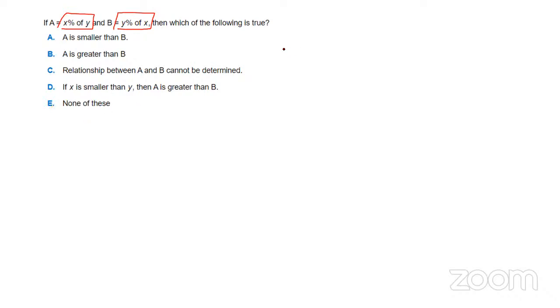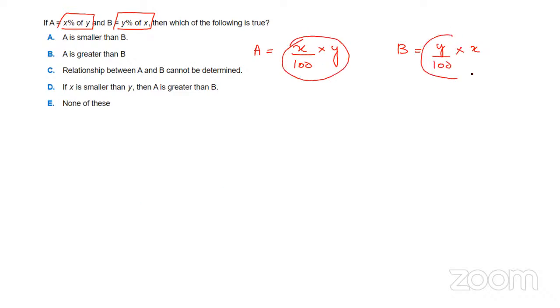So remember, X percentage of Y is nothing but X by 100 into Y. So A is equal to X by 100 into Y. And we know that B is equal to Y percentage of X, that is nothing but Y by 100 into X. So when you compare these two, you can clearly find that it's actually the same, right? What's the difference here? The numerator part, it is X into Y, here is Y into X.